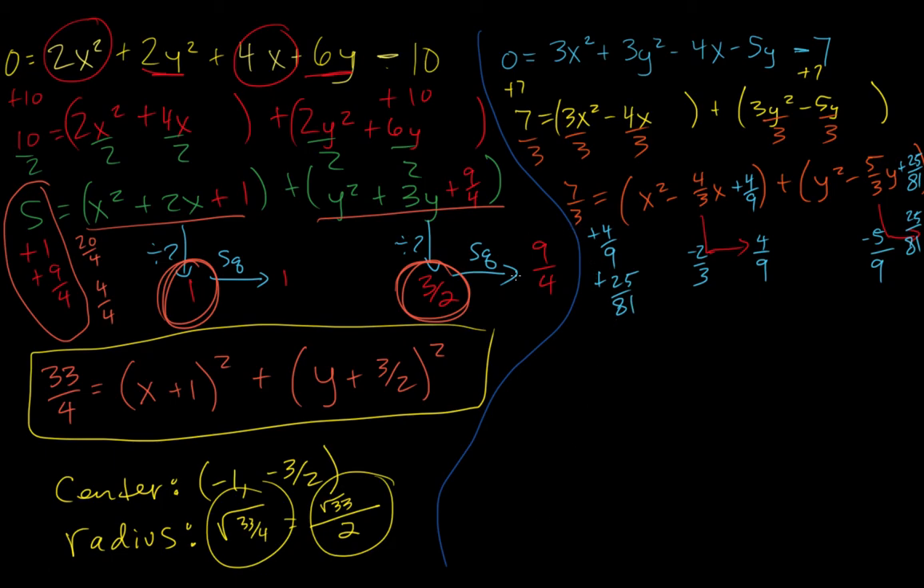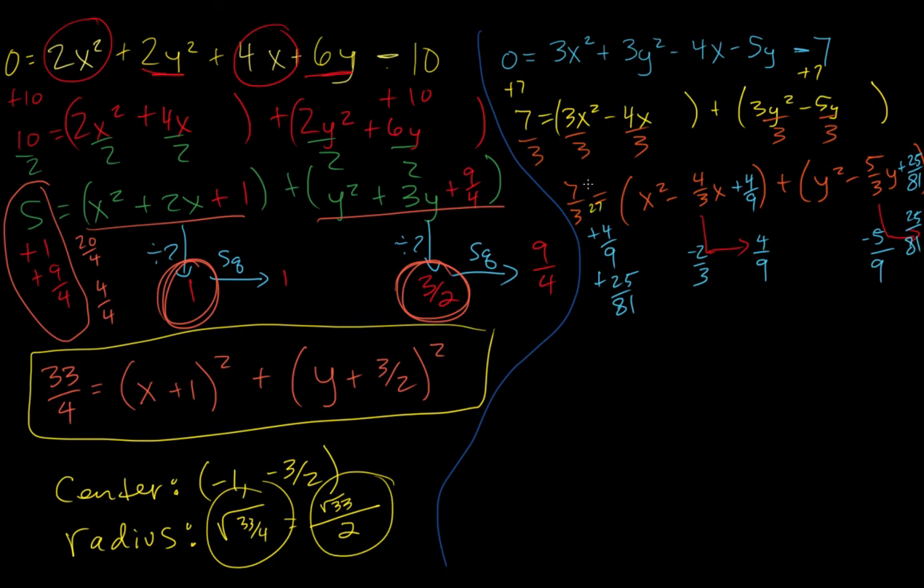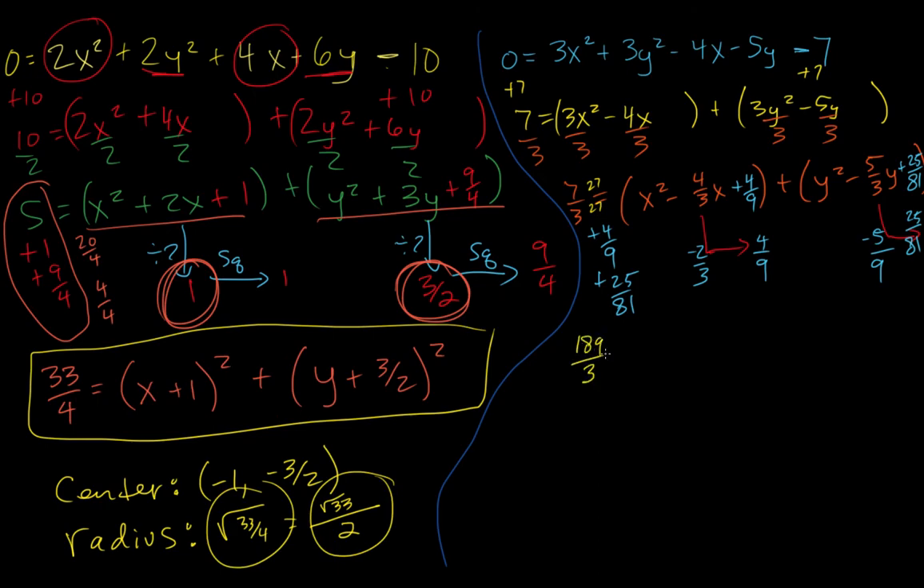Okay, so let me open this up real quick just to help us. So we need a common denominator. And so 81 divided by 3 is going to give us 27. So right here, I need to do 27 over 27. So I'm going to get 7 times 27, which is 189. That's going to be over 81. So that's what I did when I'm just getting common denominators.